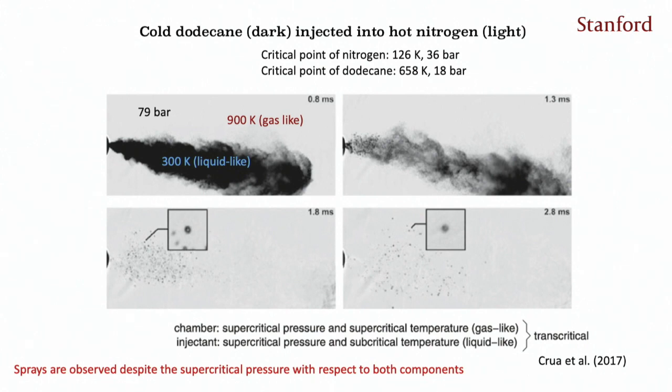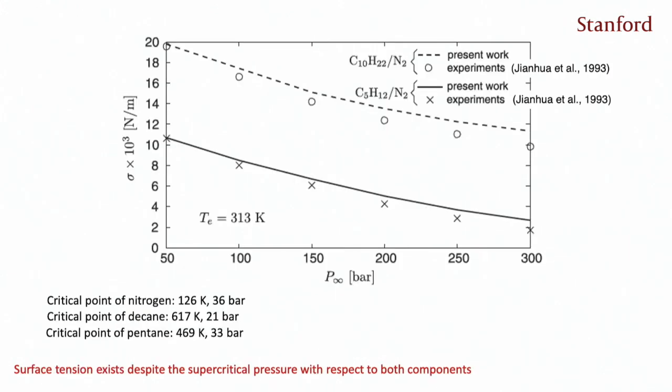Which is interesting. If I look also at the surface tension in terms of the pressure for pentane and decane, there is surface tension at very high pressures above the critical points of the two components. So what is going on here? This is the question that we answer in that paper.